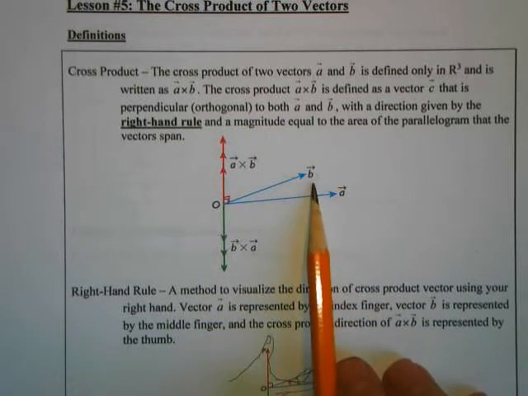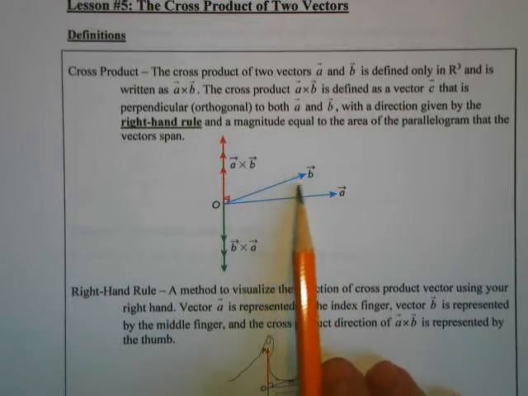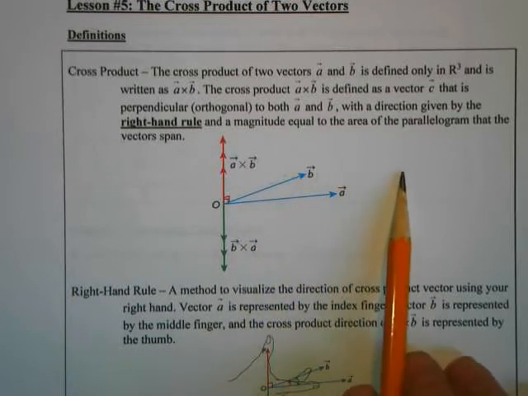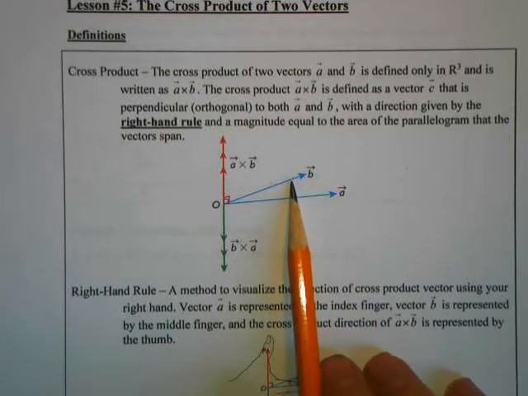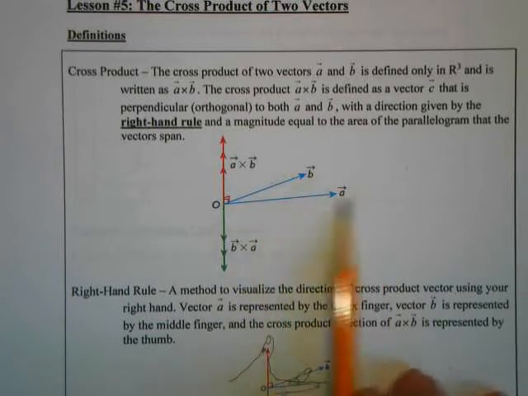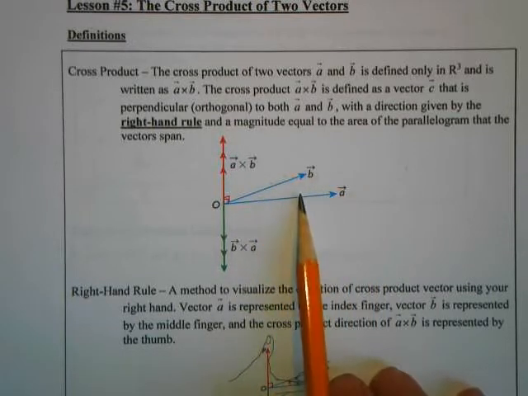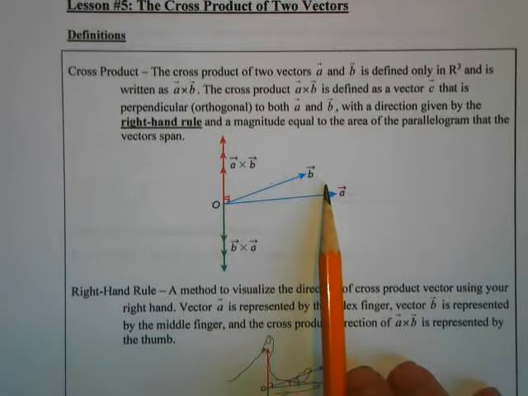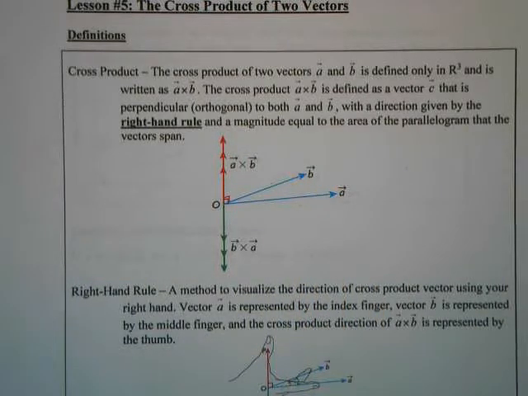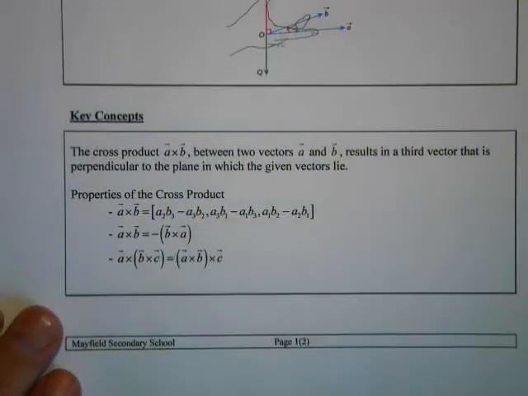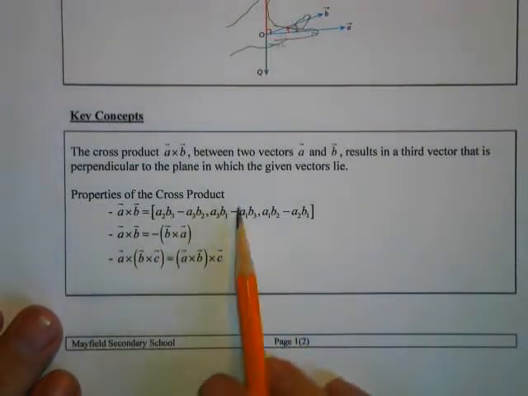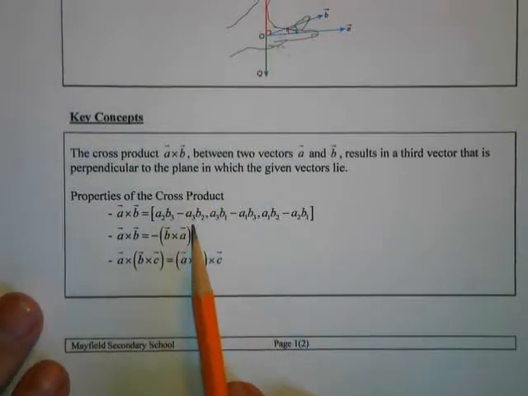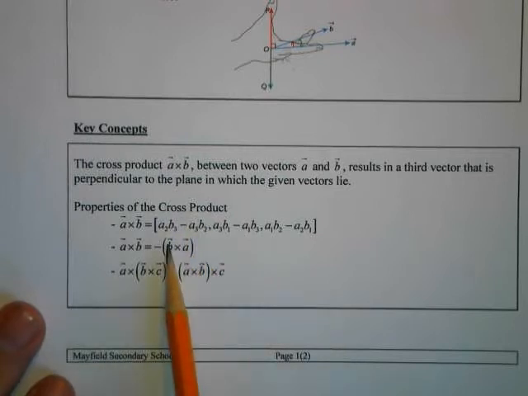So if you actually extended A plus B and B plus A to form a parallelogram, the magnitude of the cross product gives you the area of that parallelogram. So there's one application right there that can be used. So in terms of key concepts, you can't just assume that they're the same as dot product. We've already seen that the commutative property does not exist for cross product.